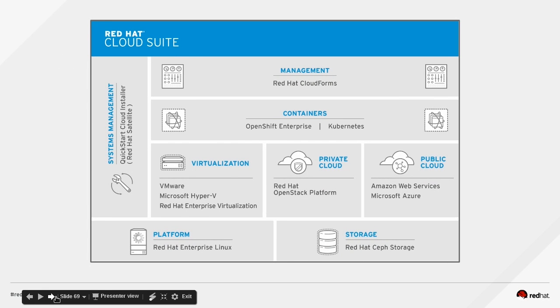So the diagram that we had earlier gets expanded further, because we have CloudForms and OpenShift Enterprise and your virtualization, private cloud, and public cloud of choice. You also have your platform and storage in the package, and Satellite with its Quick Start installer and content management.